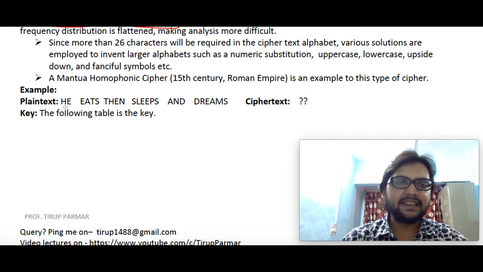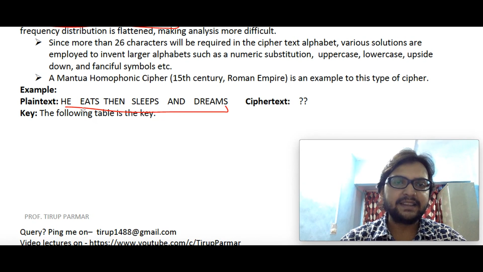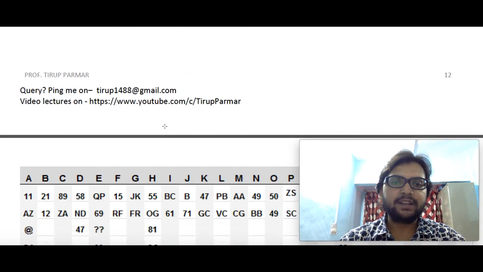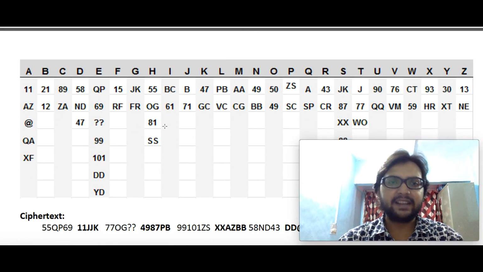As you can see, we are going to use a message. Here is our message: He eats, then sleeps and dreams. So this is our message. Now what is our ciphertext? For that we need to use the following table as the key. So what is our table? As you can see, this is our table.